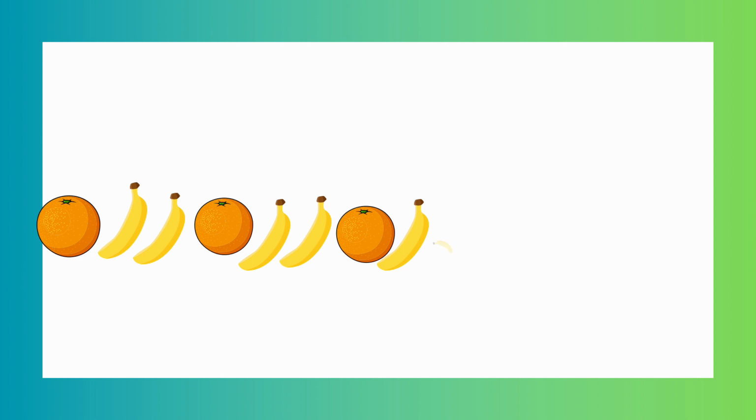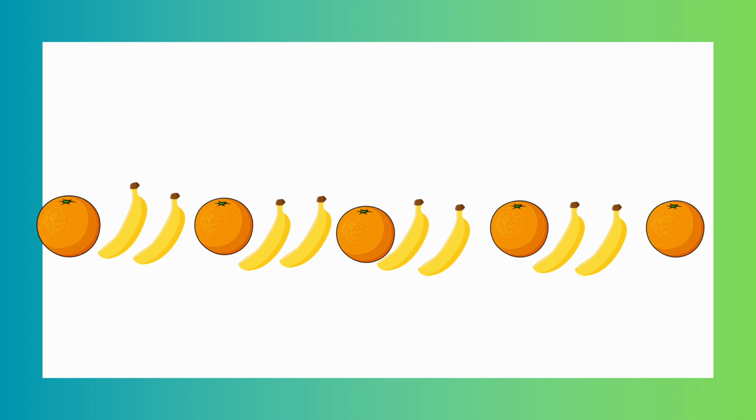One orange, two bananas. One orange. Do you think we're going to have two bananas or one banana? One. Two bananas. Well done. One orange, two bananas. Orange, banana, banana. Orange, banana, banana. Orange. Well done.